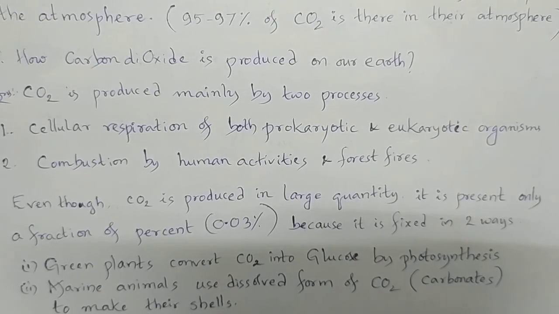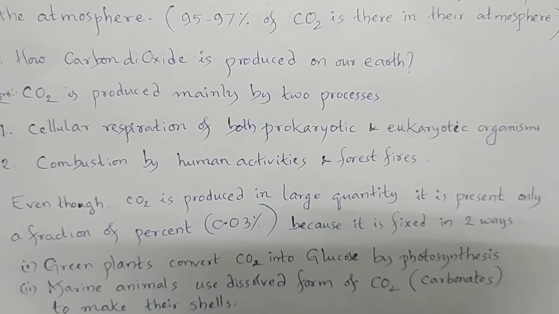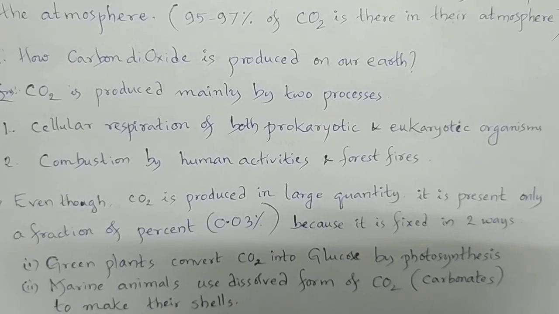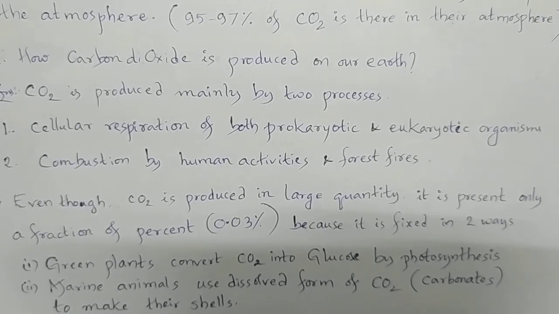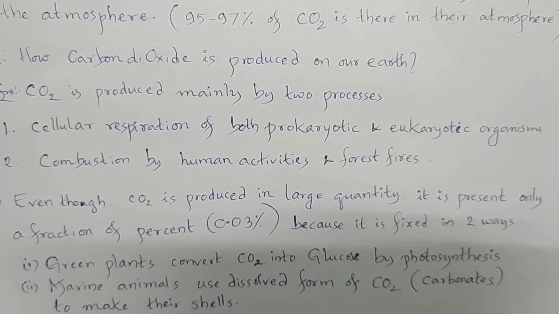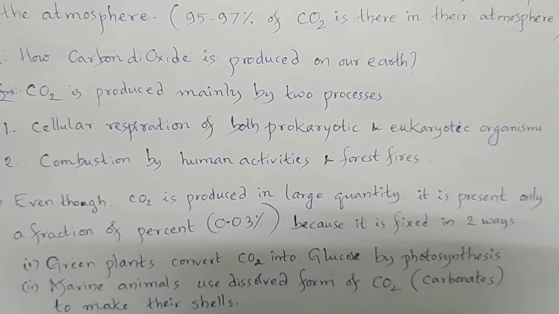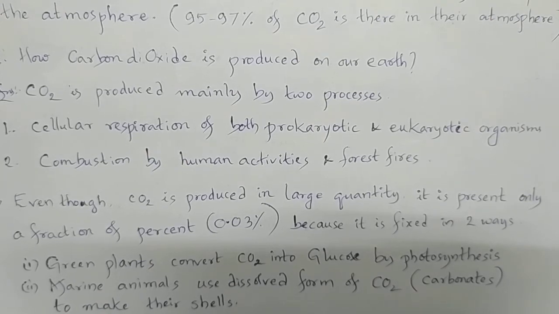Why? Because the produced carbon dioxide is fixed in two ways. First, green plants convert carbon dioxide into glucose by photosynthesis. And second, marine animals use the dissolved form of carbon dioxide, that is the carbonate form, to make their shells. So even though carbon dioxide is produced in large quantity, it is present only as a fraction of a percent, that is 0.03%. Why? Because carbon dioxide is fixed in two ways.